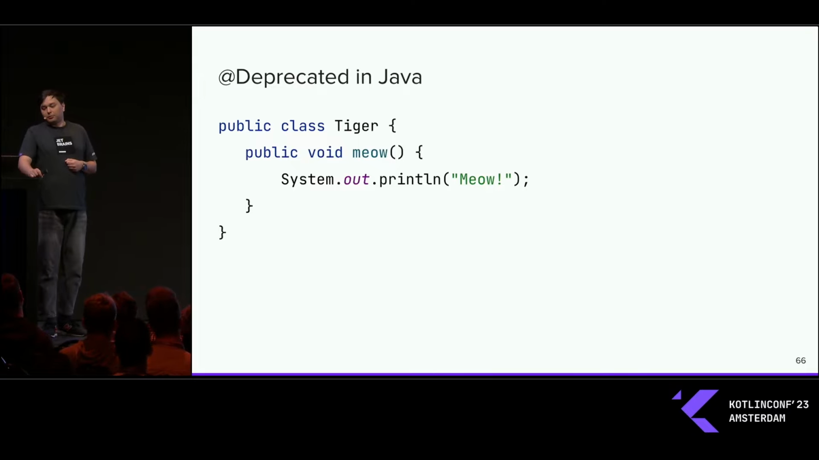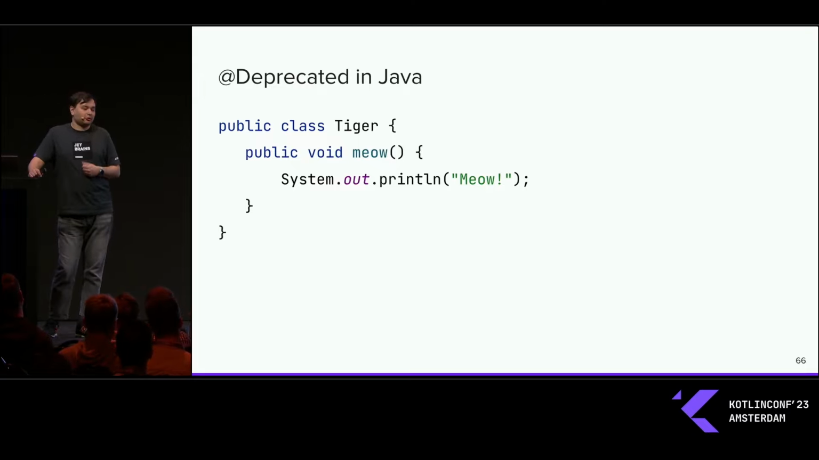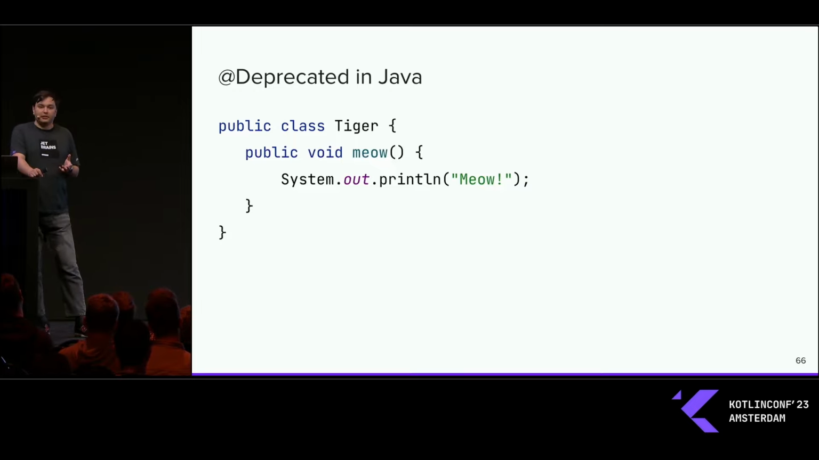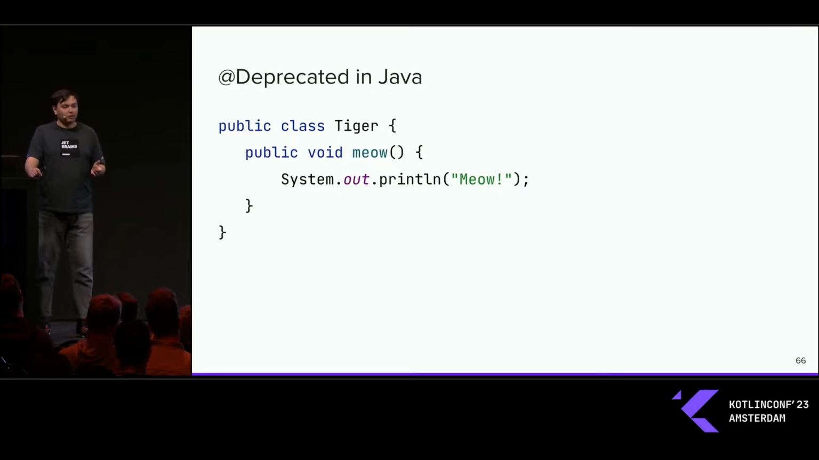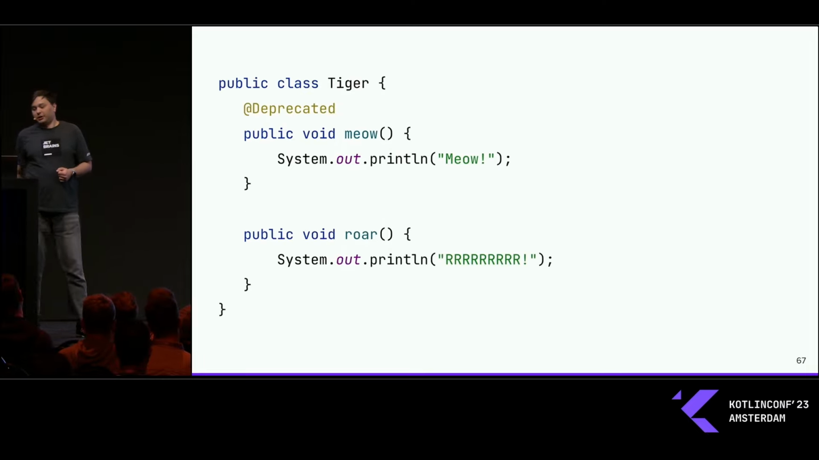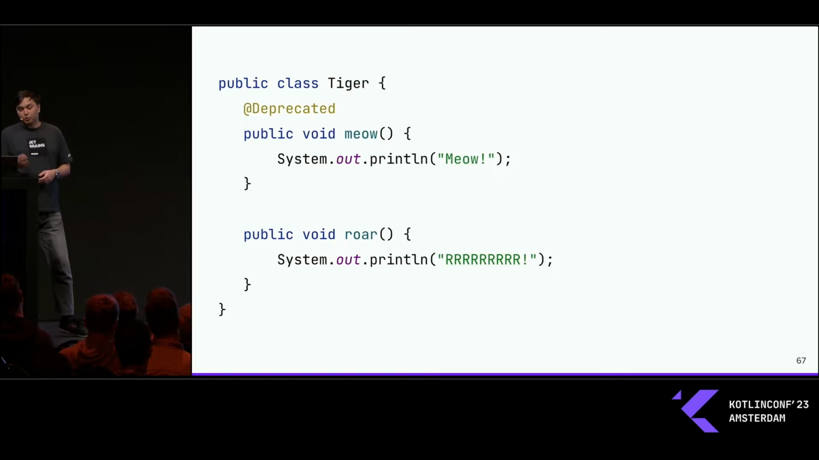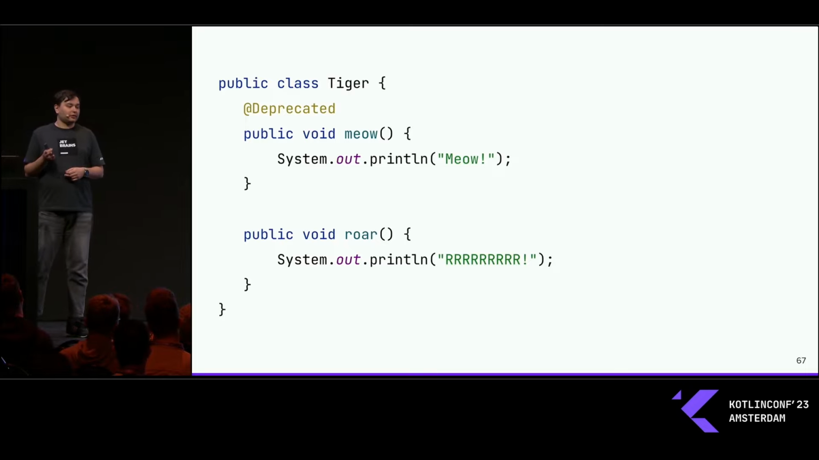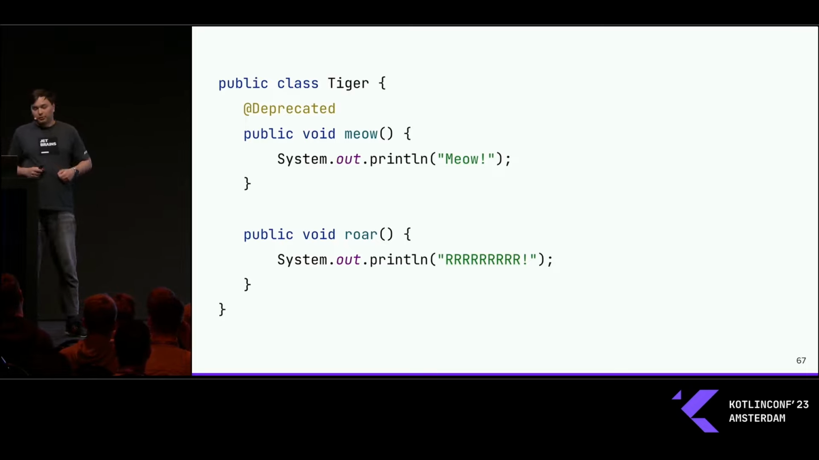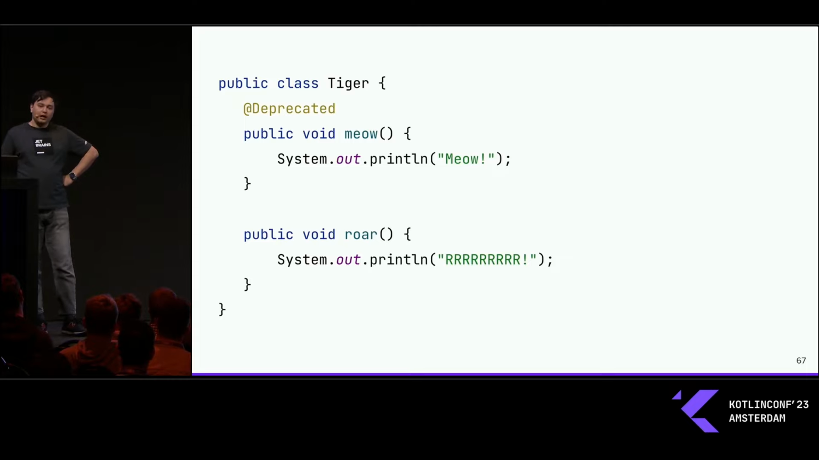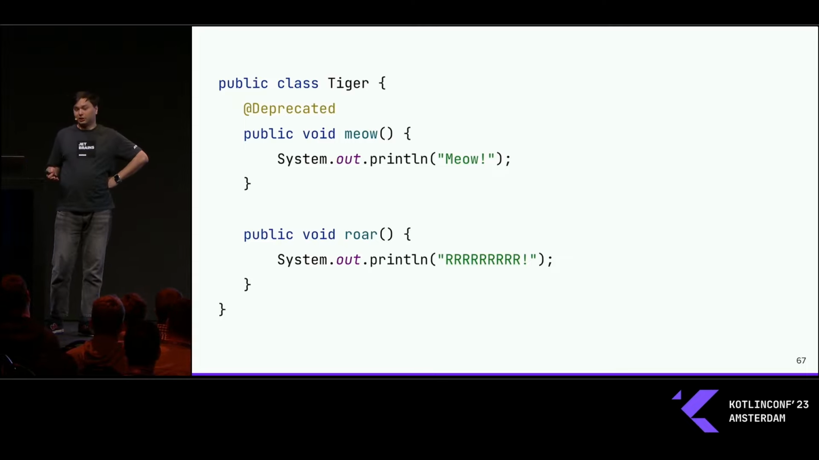For example, in Java, if we had some class Tiger with fun meow, we can think a bit and say, hey, tigers don't meow, they roar. And so we need to deprecate our fun meow. Oh, sorry, public void meow, this is Java. So we deprecate public void meow and introduce a new public void roar. But the question is, how do we communicate this change to our users? How to tell them they should use a new function?